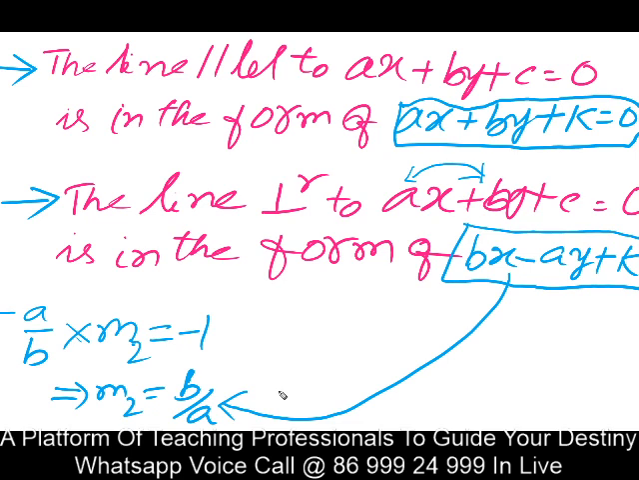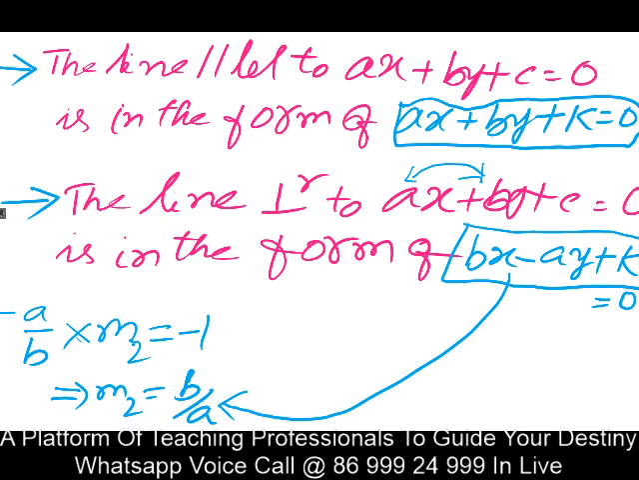So remember that. If two lines are mutually perpendicular to each other, and the slope of one line is known to be minus a by b, then the slope of the other line will be its negative reciprocal. That's what it is. Coming to the next part of it.